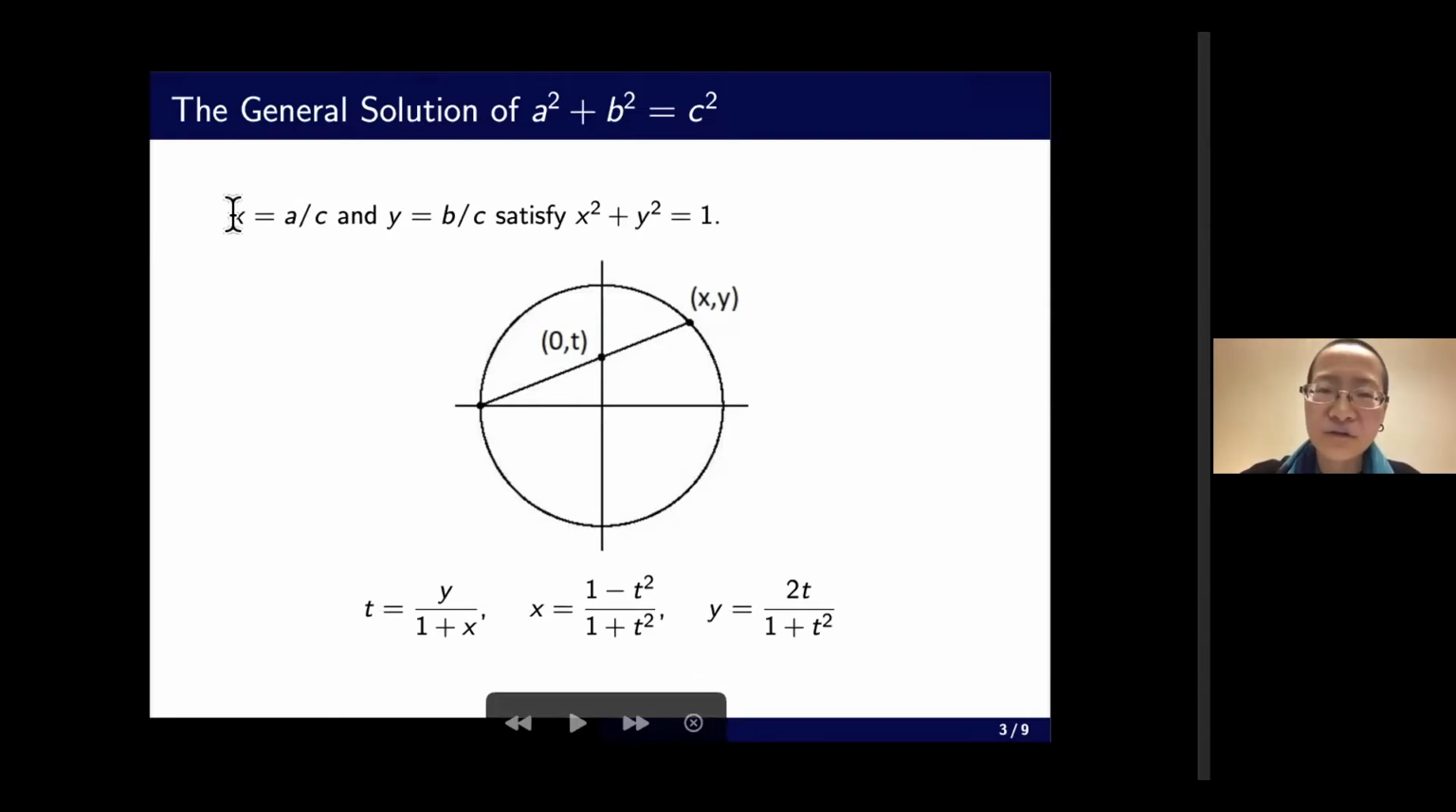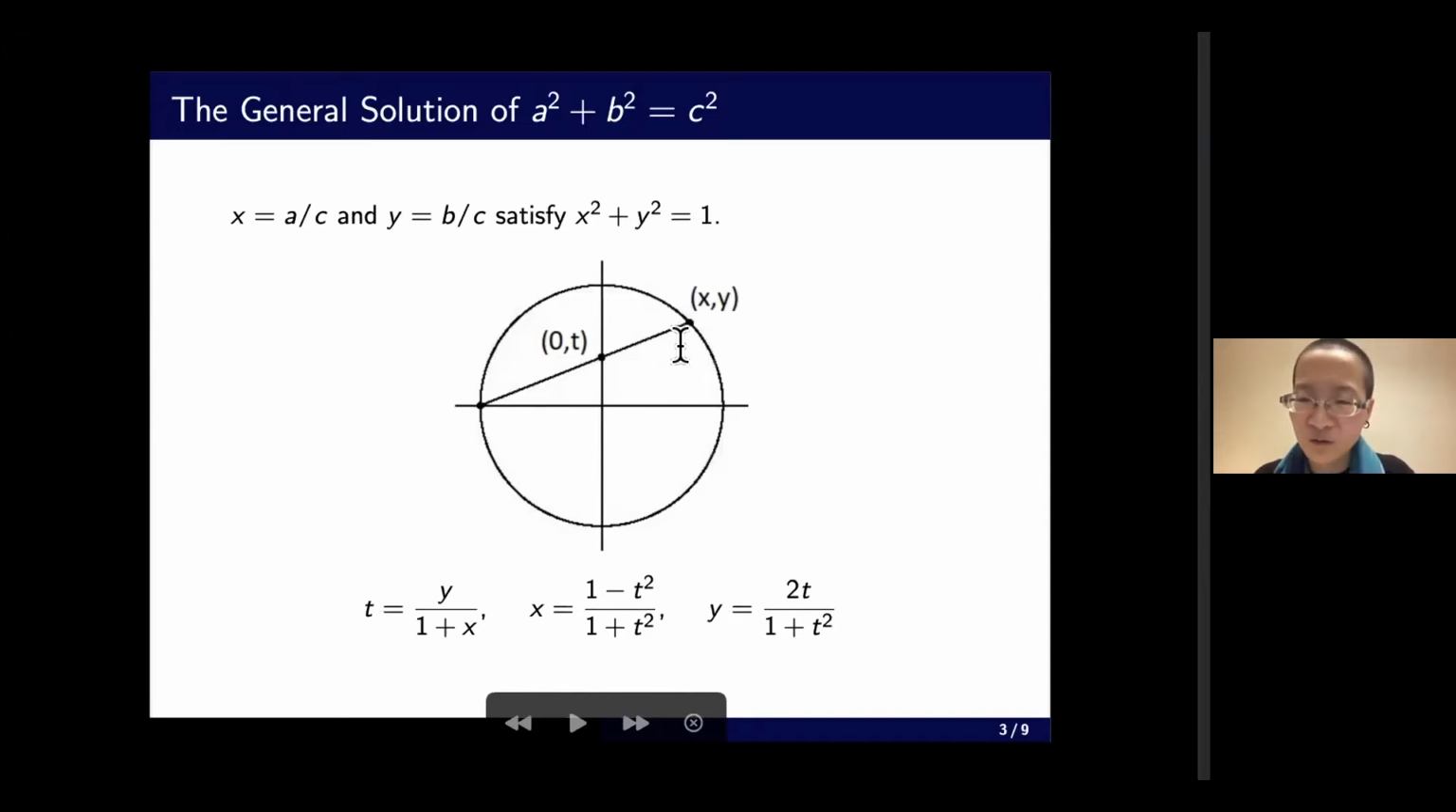After we perform this change of variable, namely we substitute x and y into the equation that we started with, we have x squared plus y squared is equal to 1. Geometrically, this equation now represents a circle in a plane that is centered at the origin and has radius 1. So if I want to find a pair of numbers x and y that satisfy this equation, I just need to find a pair of rational points on this circle.